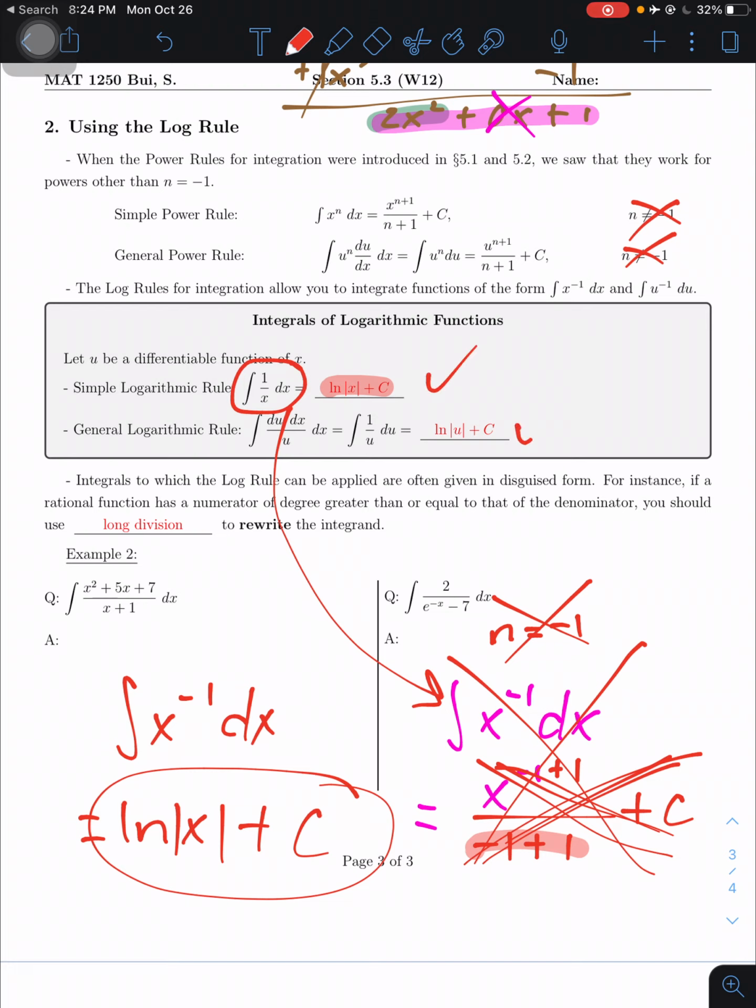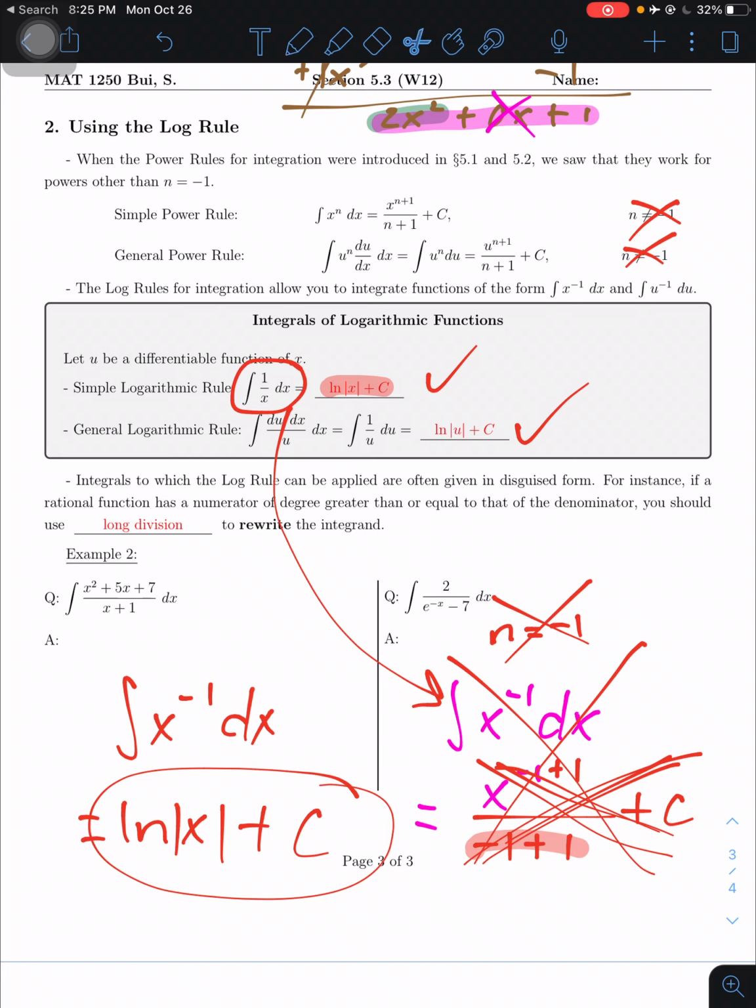And in general, if you have some other function rather than x, then the chain rule applies. So then you're going to have more to talk about. But you don't have to worry too much about the chain rule in here, because you can do it by using substitution, just like what we did in the last example.